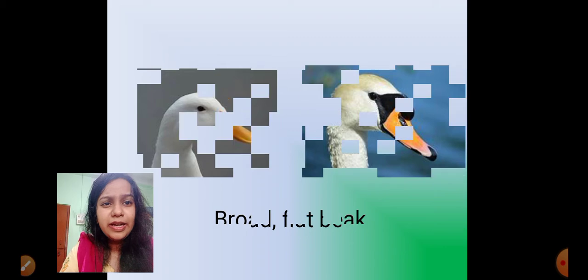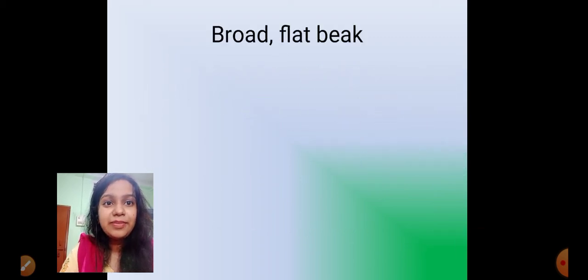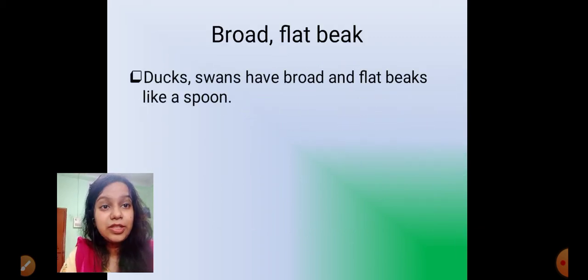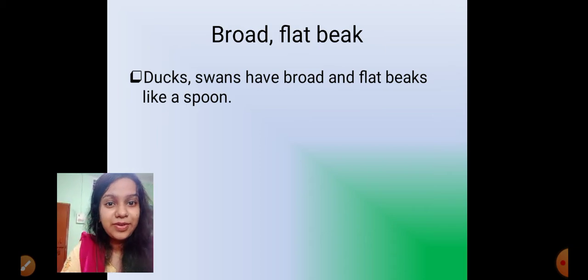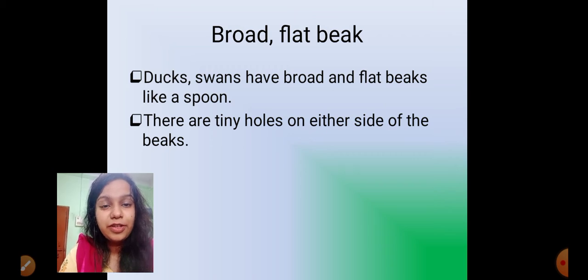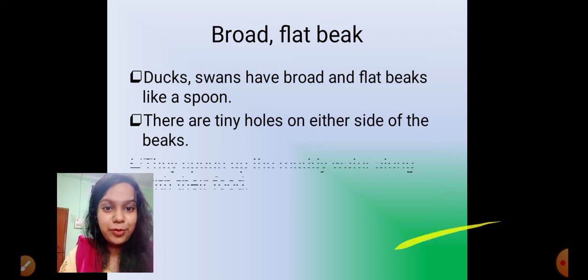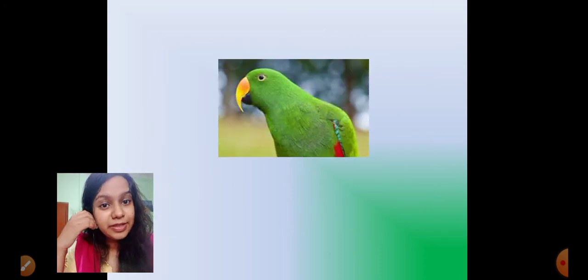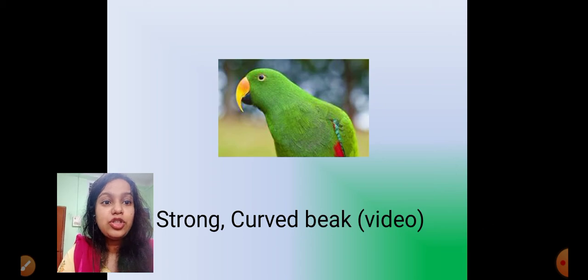We had also learned that ducks and swans have broad flat beaks, right? And they use the beaks like a spoon. The beaks have tiny holes on either side with which they take their food, remember? We had also learned that parrots, what beaks did parrots have? They had strong curved beaks. We had seen a video on that as well, remember children? We had done this in our previous class.